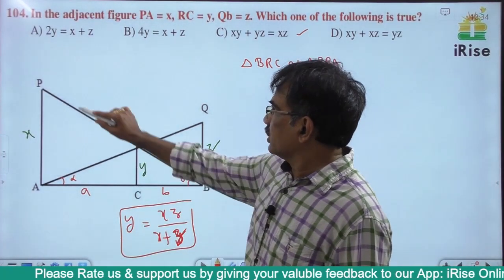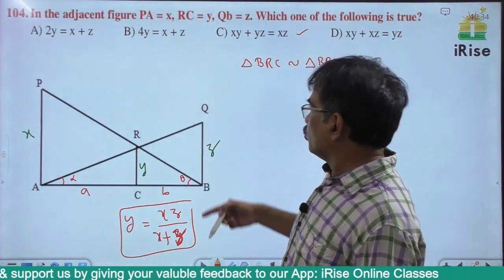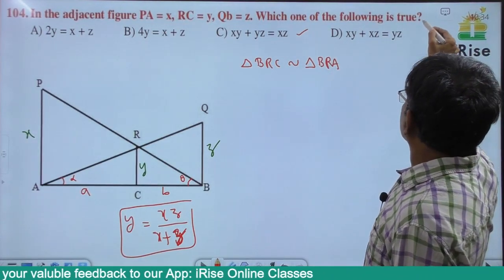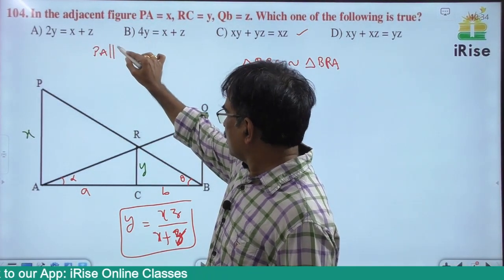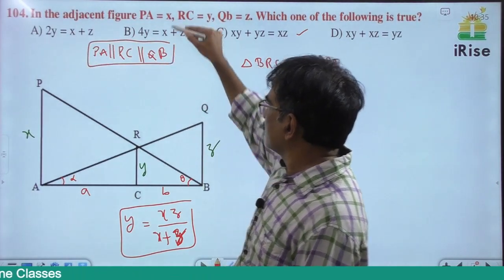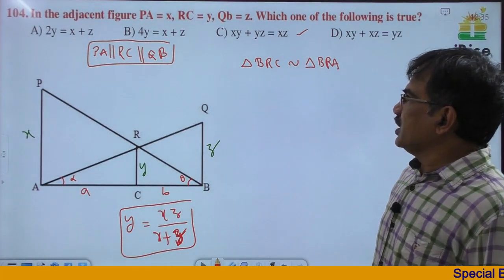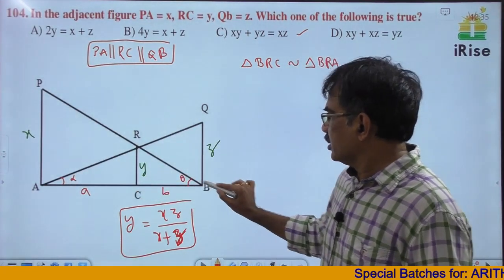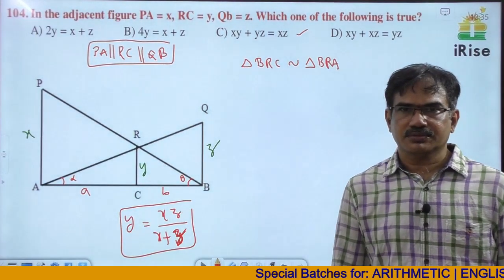Okay, I think the question is wrong. AP, RC, QB must be parallel, must be given. Okay, here the question is: PA parallel to RC parallel to QB must be given to get the answer. Here PA is parallel to RC, so BRC triangle and BPA triangle are similar triangles.